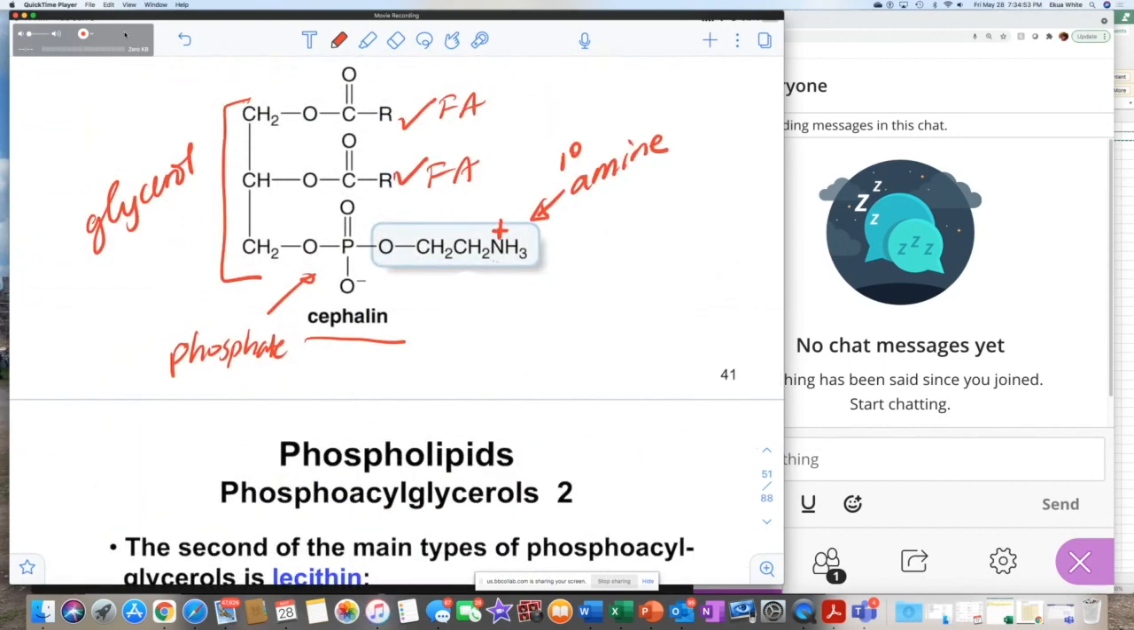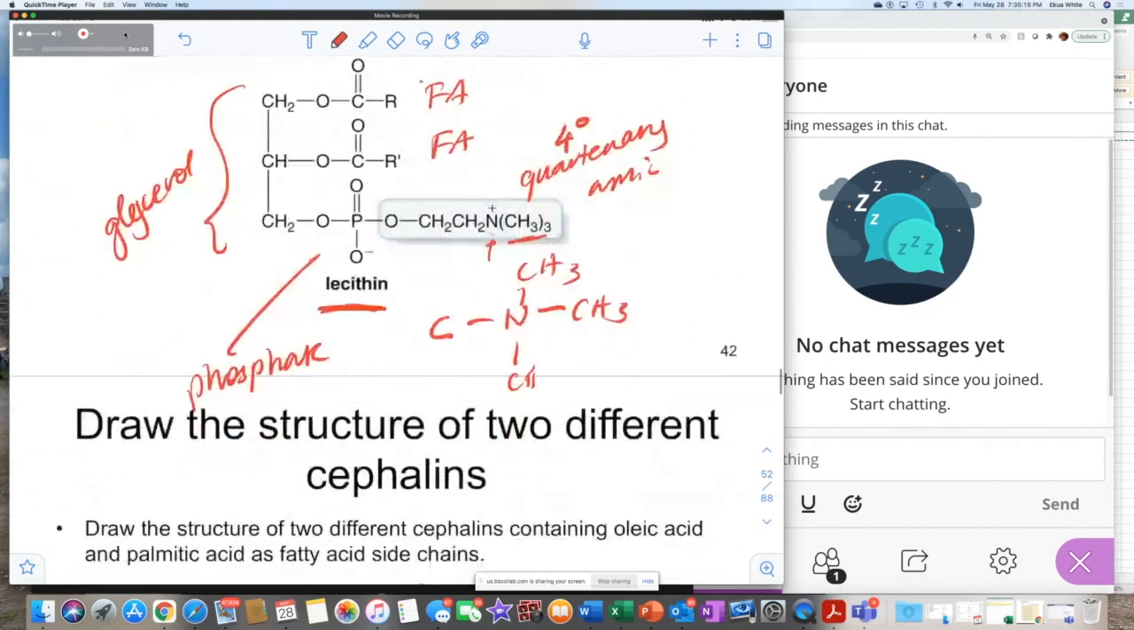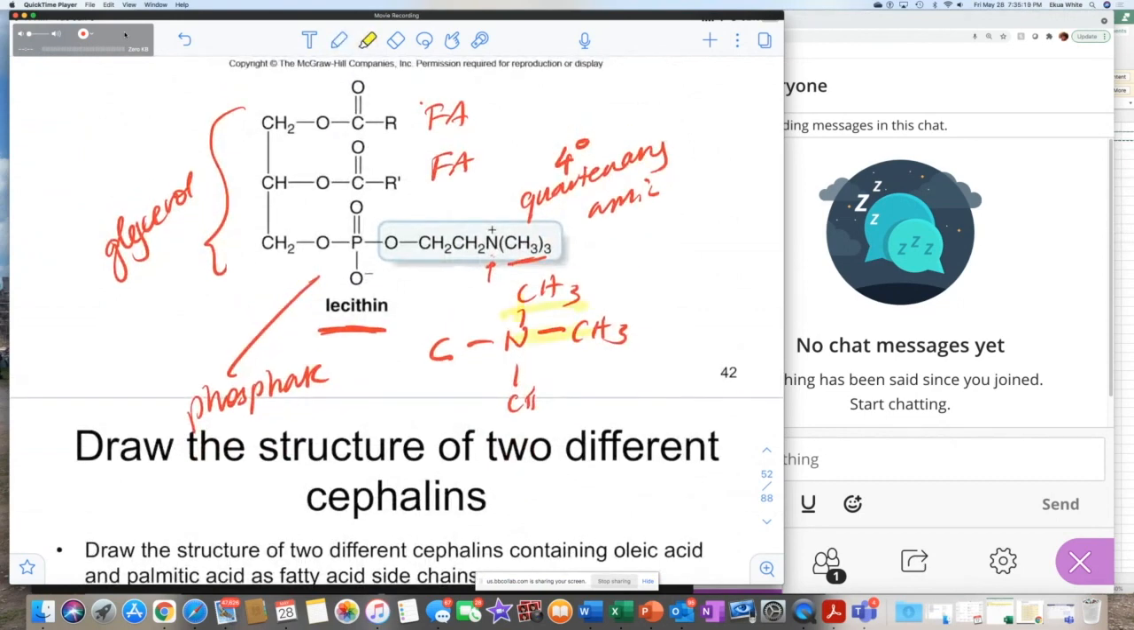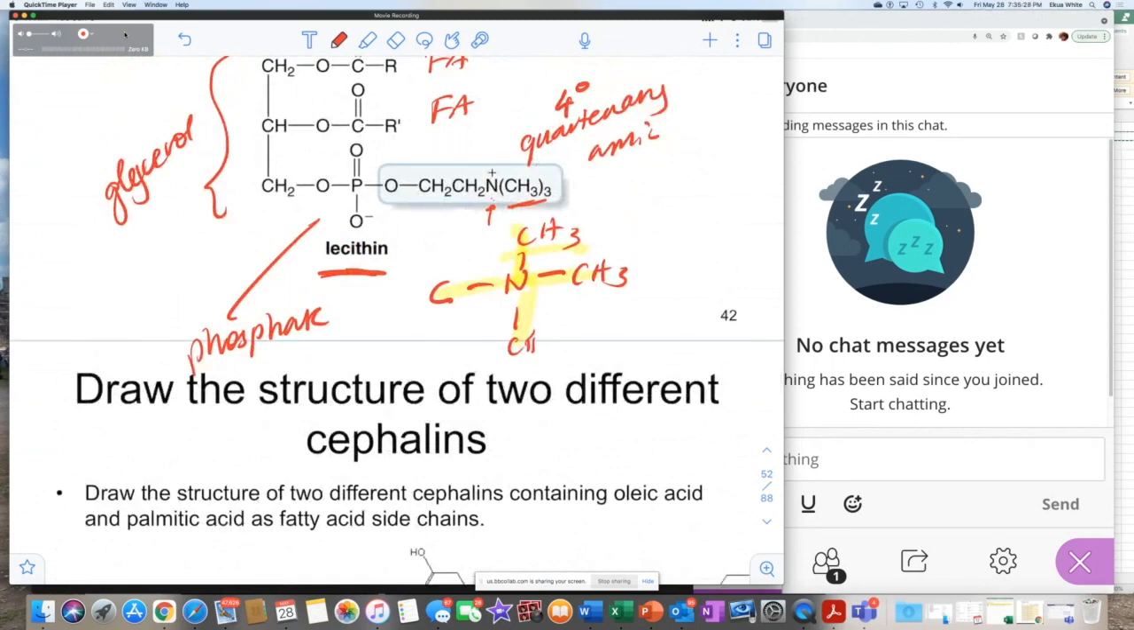Over here, this nitrogen is considered primary because it's attached to 3 hydrogens, but it's only attached to 1 carbon. The definition of primary, secondary, and tertiary boils down to how many carbons the nitrogen is attached to. So this is technically primary, and this is quaternary, 4 degrees, right? Because there's 4 NC bonds, 1, 2, 3, 4. Okay. Anyway, where was I? So essentially we have cephalin and lecithin, okay?